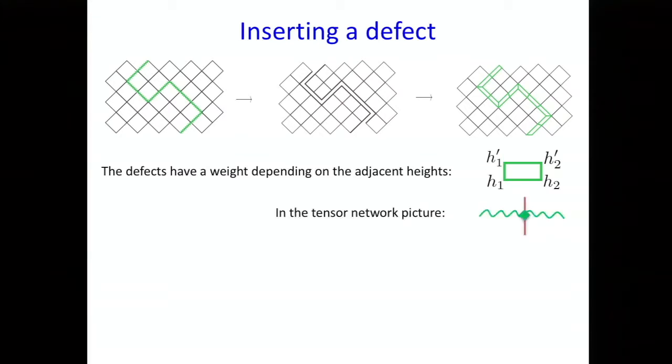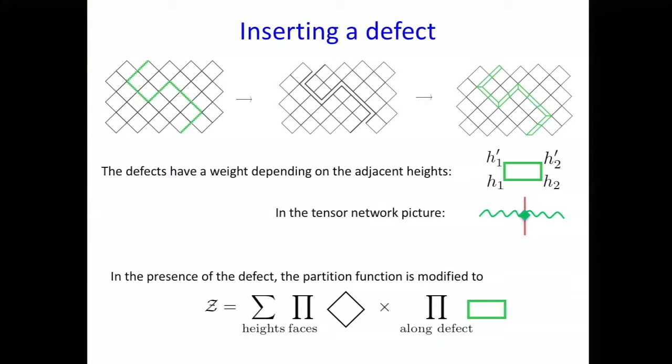This is a defect. In the tensor network picture, where it's the dual, you would have this line running through there, and then you would put a defect line, which I drew as green and squiggly. Inserting that defect would be like inserting the squiggly line there, except the squiggly line is on the dual lattice, not on the original.